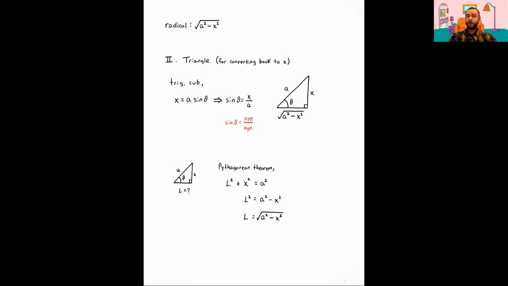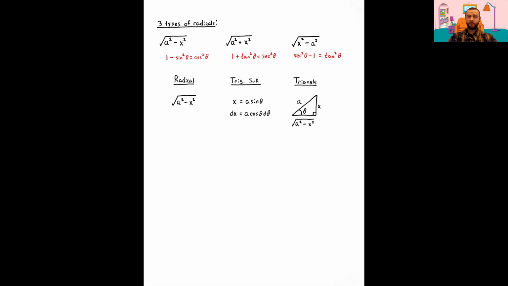All right, so maybe pause the video, copy this work down if needed. Let's fill in our table from the previous page. We have our radical, we have a matching appropriate trigonometric substitution, and then the trigonometric substitution dictates and creates the triangle here.